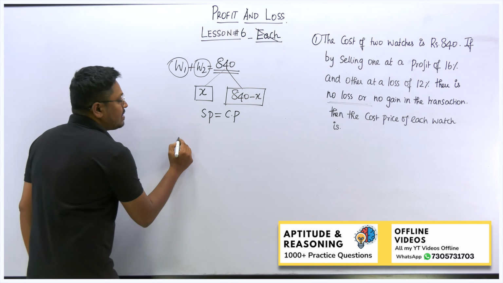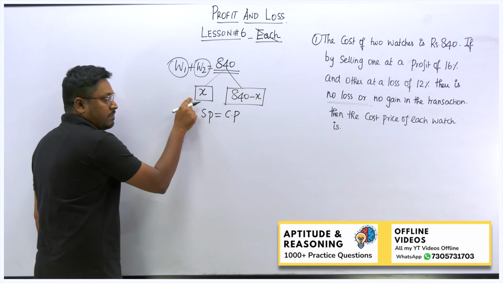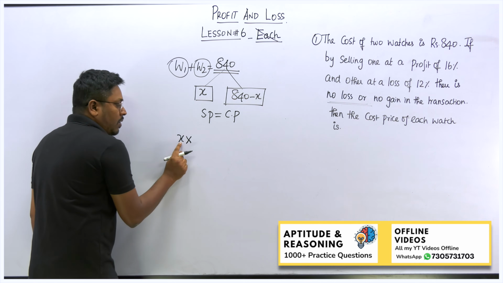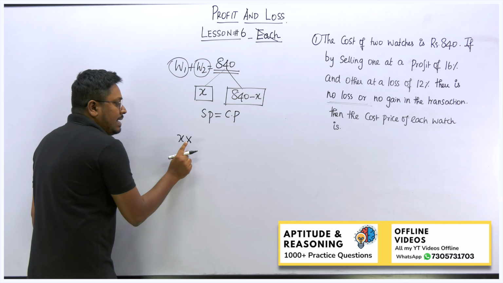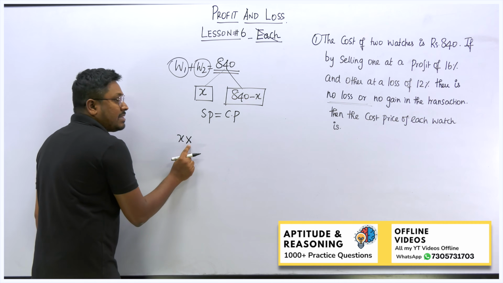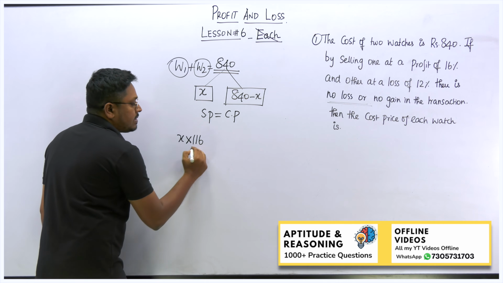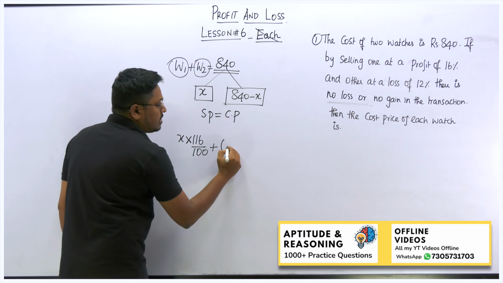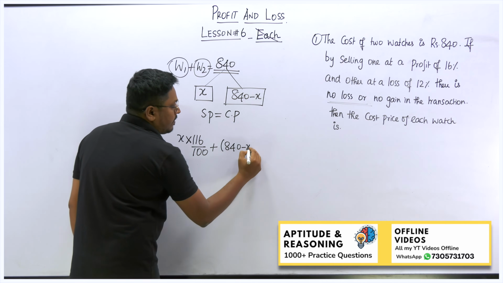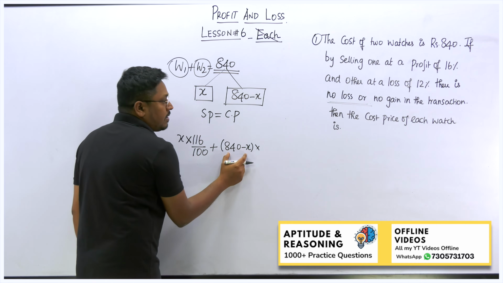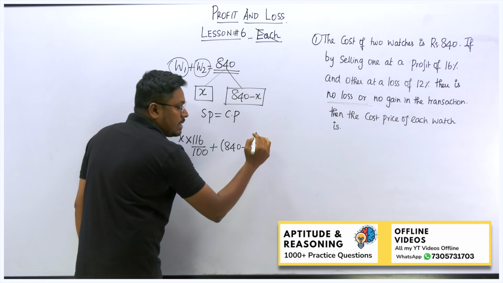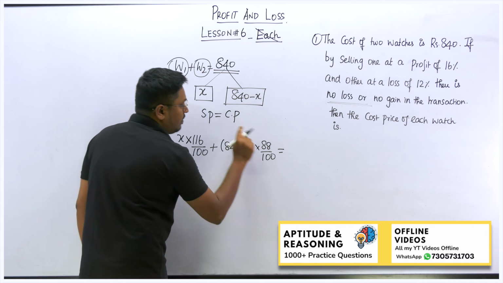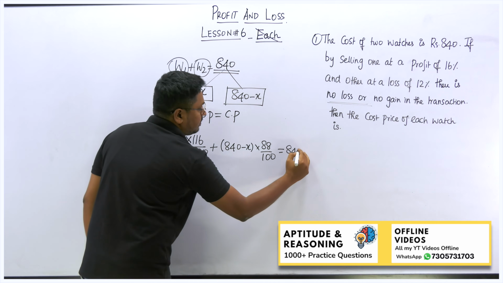So now the cost price of the first watch is X. Just listen here how I am writing. First watch cost price is X and he is selling the watch at a profit of 16%, so 116 by 100. Plus the second watch, 840 minus X, and he is selling the second watch at a loss of 12%. 100 minus 12 will be 88 by 100. This equals the cost price, 840.